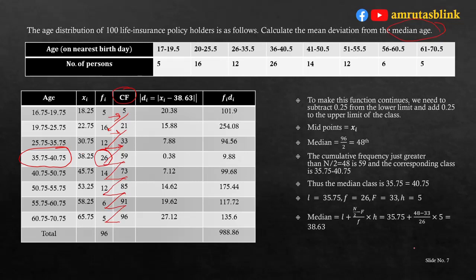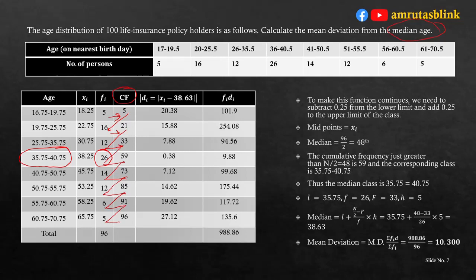We have already noted down the values, that is L is equal to 35.75 plus. Now, what is n? n is 96. So, n by 2 is 48 minus capital F, the cumulative frequency of the previous class, so minus 33, upon the frequency of the median class, 26, into 5. So, upon calculation, that is 35.75 plus 48 minus 33 upon 26 into 5 will give us the value 38.63. This is the median of the given data.